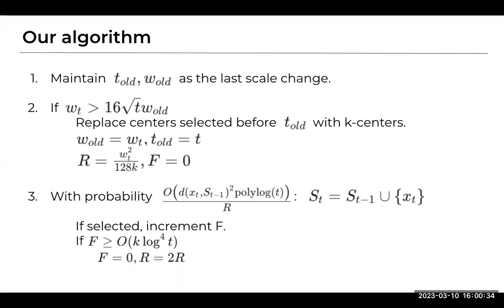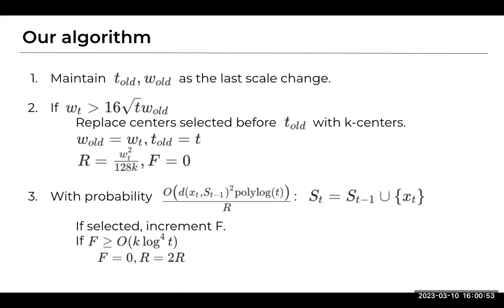And you have to normalize by a factor of R, and R is kind of the critical normalizing factor. And if you select a point, then you increment F, which is a counter of how many points you've selected. And if F gets too large, that's indicative that your value of R is too small because you're selecting too many centers.